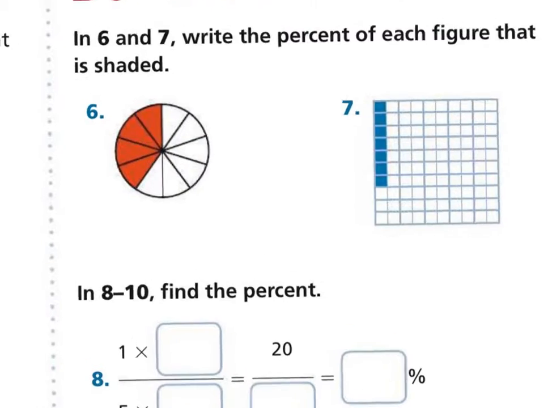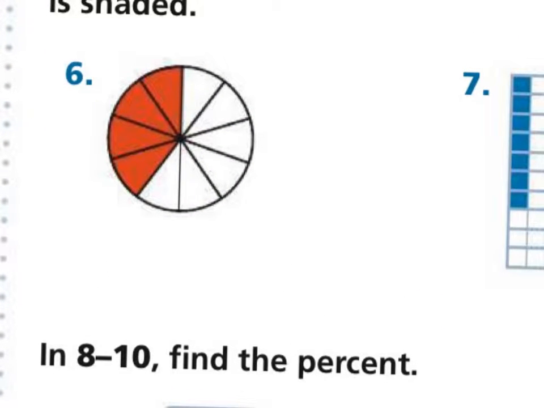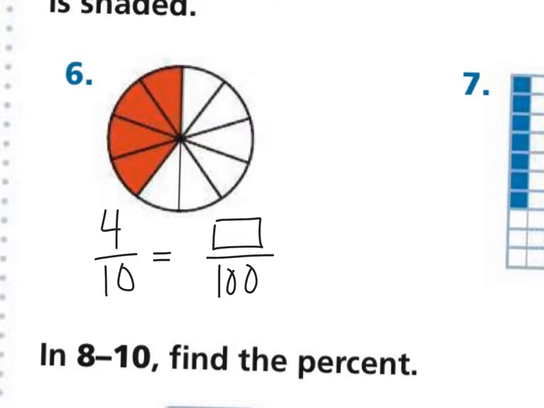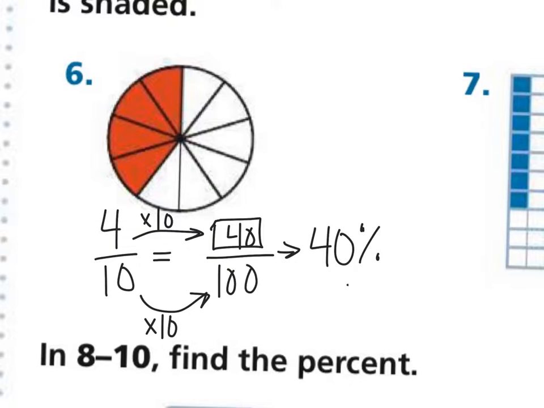On number 6, on the circle here, we've got 4 out of a total of 10 sections shaded in. We're trying to find the percent, and percent is a number out of 100. To get from 10 to 100 would be multiplying by 10. If you're not sure what number that would be, just do 100 divided by 10 and you'll get 10. So if we multiply our denominator by 10, we multiply the numerator by 10 also. 4 times 10 is 40, so that's 40 out of 100, which means 40%.